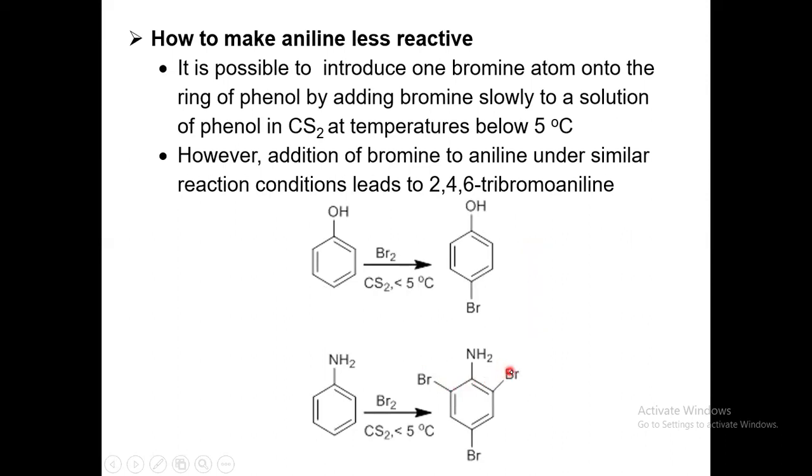And that is what has been illustrated here. If I am giving these conditions, bromine in carbon disulfide, temperature less than 5 degrees, I am getting just the monobrominated product if it's phenol. But if it's aniline, it is very interesting to note that you will still get tribrominated products. And then the explanation here is because of the electronegativity of these two that we are talking about. Phenol has oxygen, right?